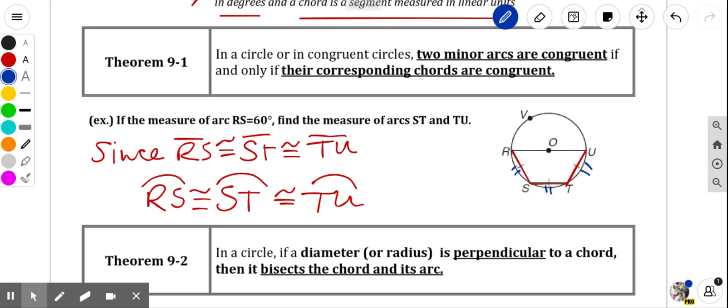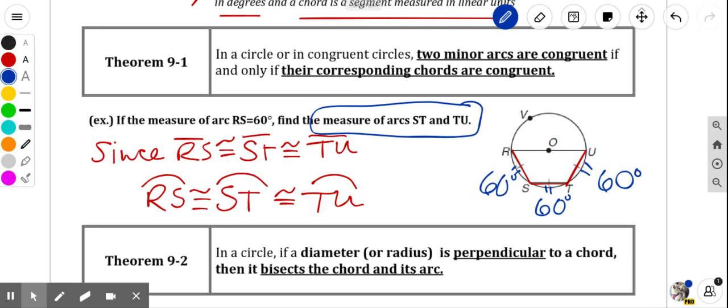In the directions, it says that the measure of arc RS is 60 degrees. So that means all of them are 60 degrees. So when it says find the measures of arcs ST and TU, that'd be 60 because their corresponding chords are congruent. So if the chords are congruent, the arcs are congruent and vice versa. So if we had congruent arcs, then you could determine that their chords are congruent. Okay, so that's the first theorem.